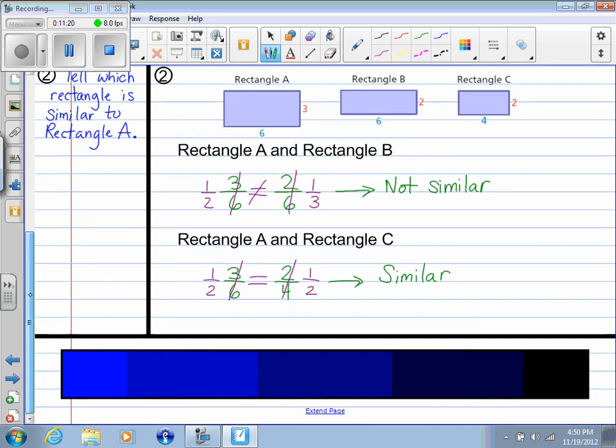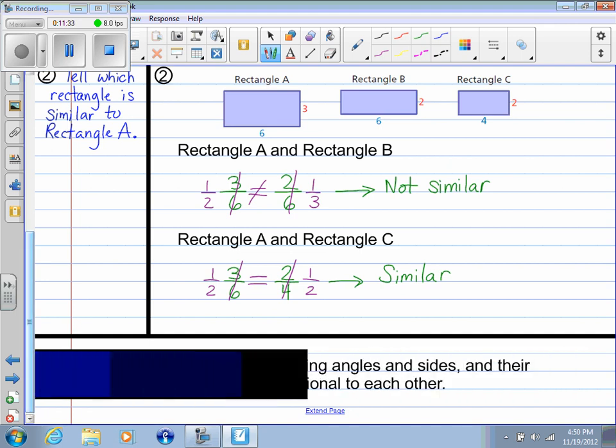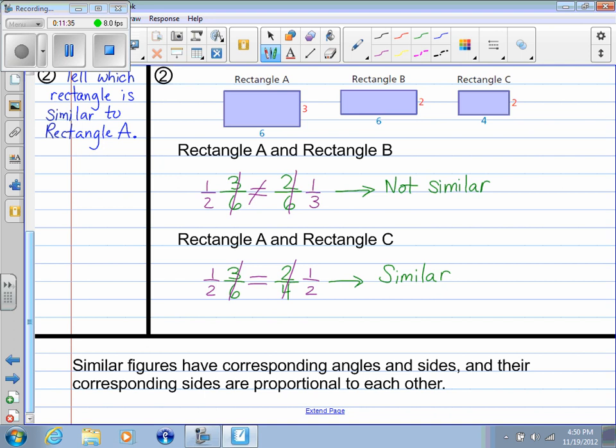Okay, at the bottom, let's talk about how we could summarize this lesson. We've learned about corresponding angles and sides, and we've learned that the corresponding sides are proportional to each other. So the answer to our essential question, or the summary of this lesson, would be: similar figures have corresponding angles and sides, and their corresponding sides are proportional to each other.